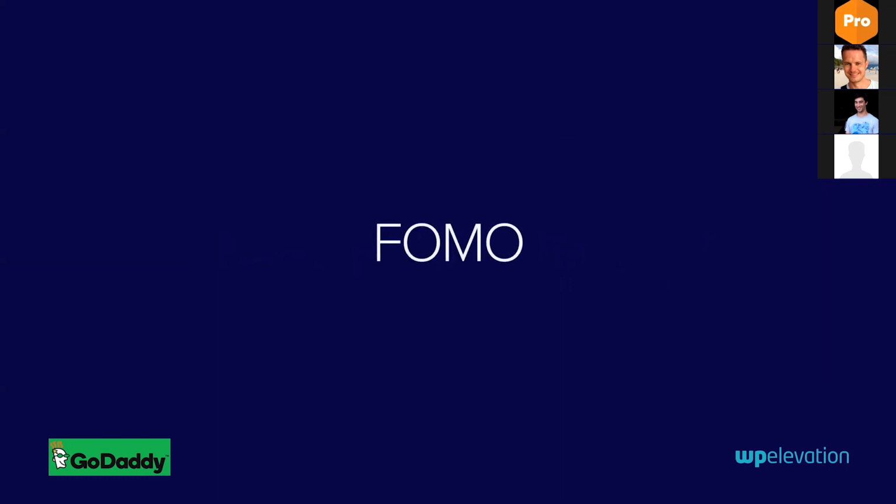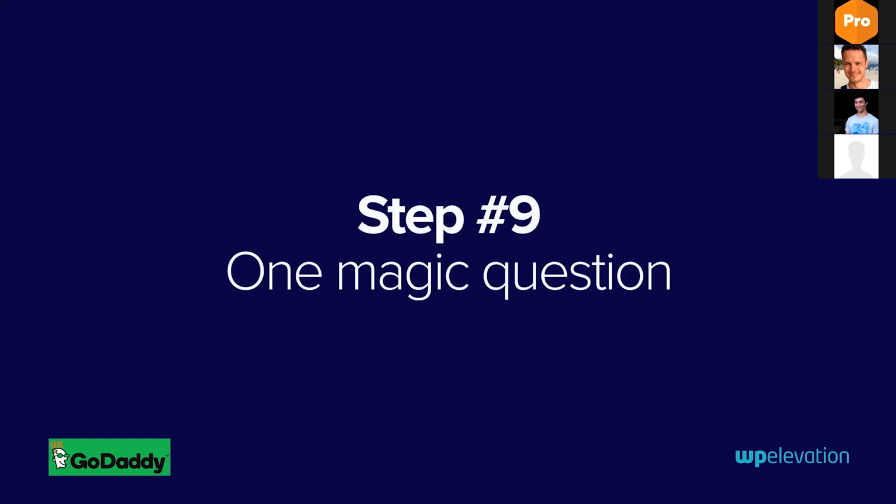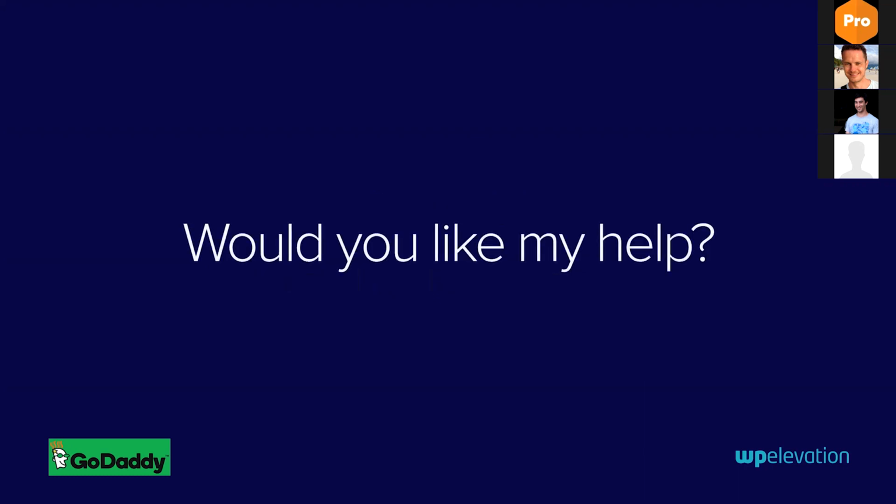Now, let's deal with a couple of things. So that step 9, that is the last step in this turnkey system. Step 9 is that one magic question, would you like my help? Now, I'm going to talk a little bit about what you do when they say yes in a moment, but they're the 9 steps of the turnkey system. And when they say yes, I would like your help, then we onboard them. And I'll talk a little bit about that in a moment.